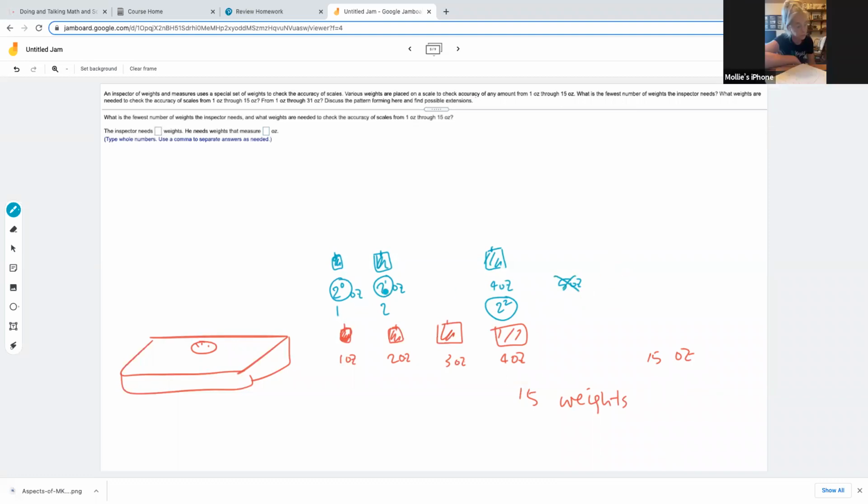4 ounce and 2 ounce, right? So you don't need it. How about 7 ounce? I can use 1, 2, and 4 together. So 7 ounce, you don't need another 7 ounce, right? How about 8 ounce? We need the 8 ounce because we don't have enough, right?